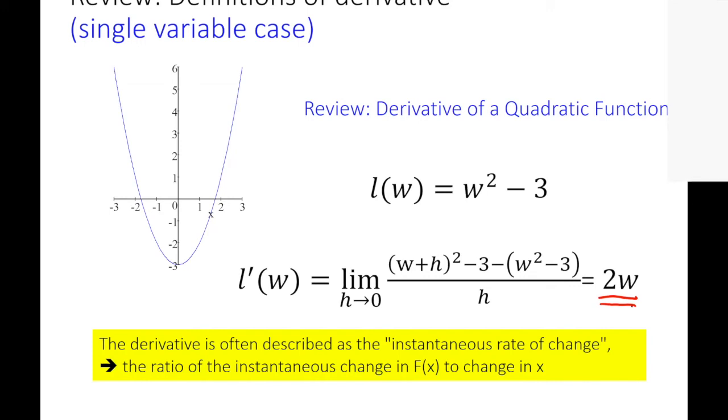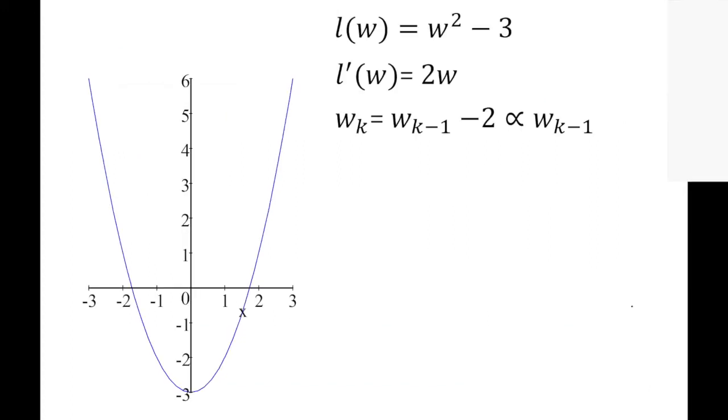So the derivative, what is the derivative? Derivative is described as the instantaneous rate of change, the ratio of the change in f(x) to the change in x. It's a little difficult to understand here, so let's make a very concrete example on the next page. Let's use gradient descent, that gradient descent equation, and apply it here.